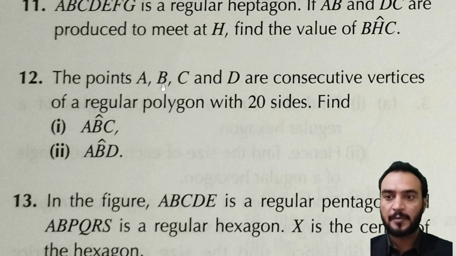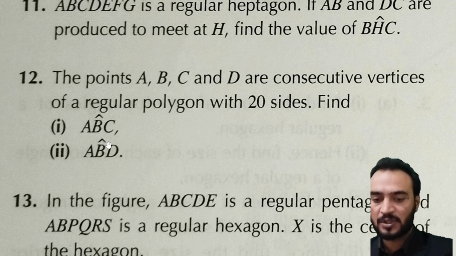The points A, B, C and D are consecutive vertices of a regular polygon with 20 sides. This is the question number 12. The polygon has 20 sides and A, B, C, D are its consecutive vertices. Find the angle ABC and ABD. We have to find these two angles. So let us solve this question.